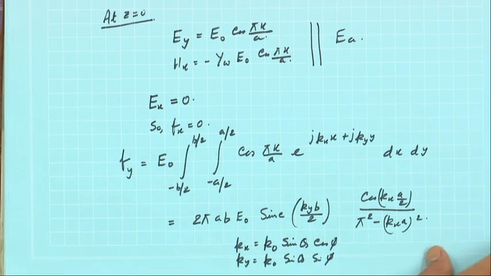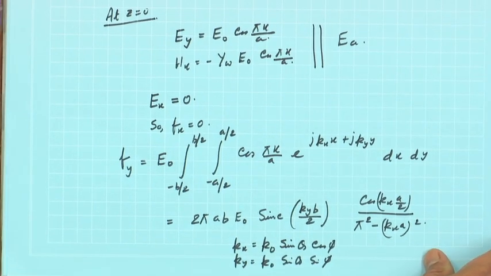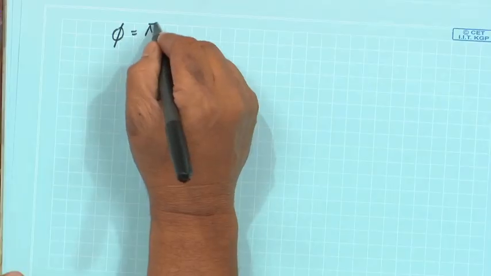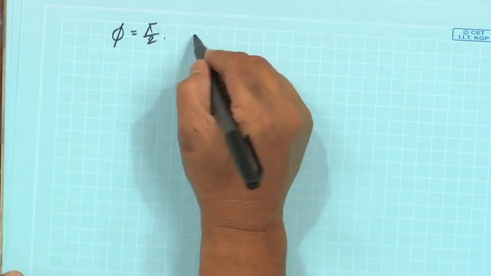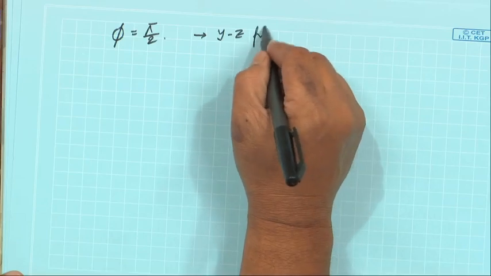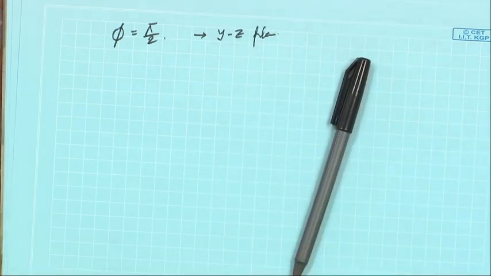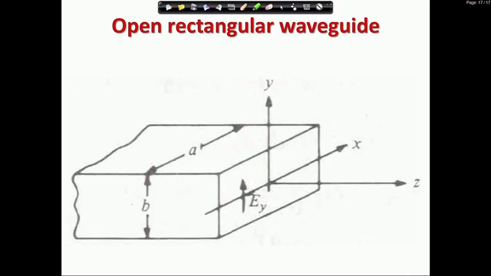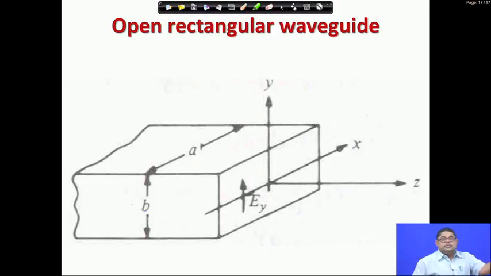Okay. So, in the phi is equal to pi by 2 plane. That means, if you look at the diagram, the yz plane, that means in this plane. Can you show that plane? Can you show my hand?